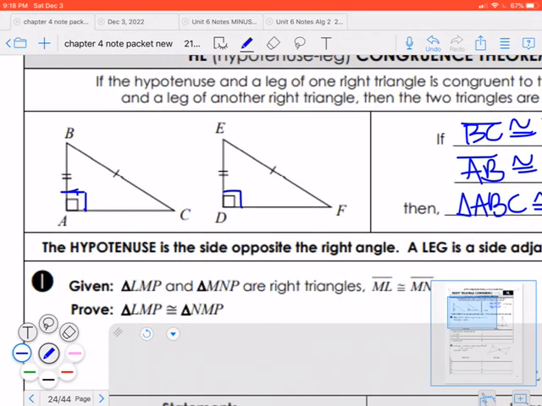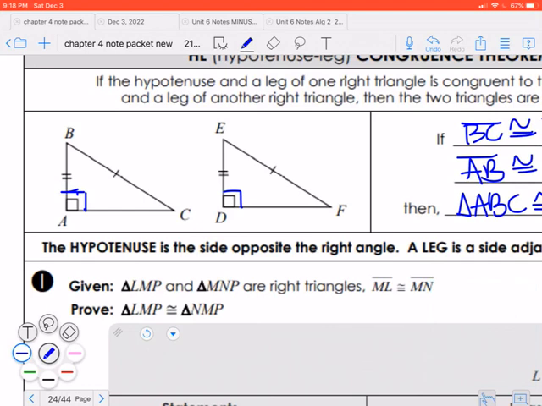So it's kind of like saying angle side side if it was just a regular triangle, but it's a right triangle. So we've got the angles, the two right angles, and then we just need hypotenuse and one of the legs.